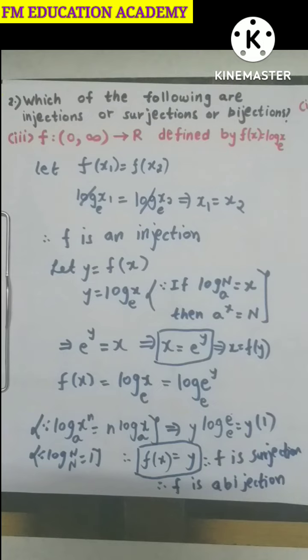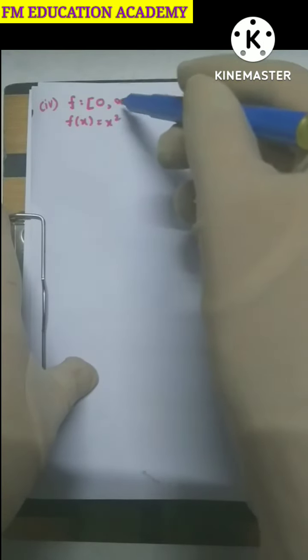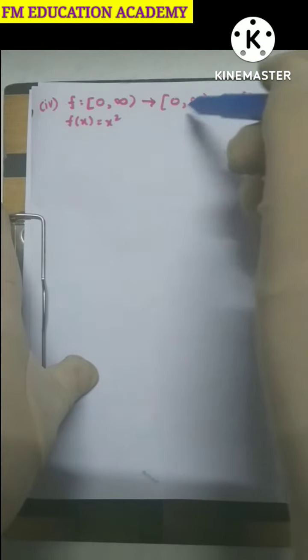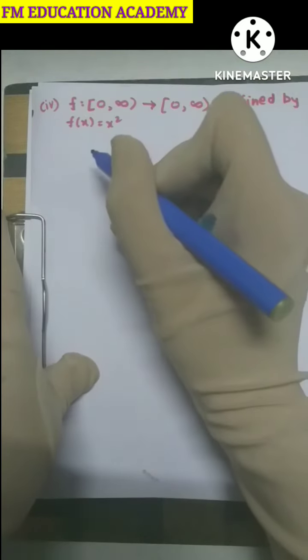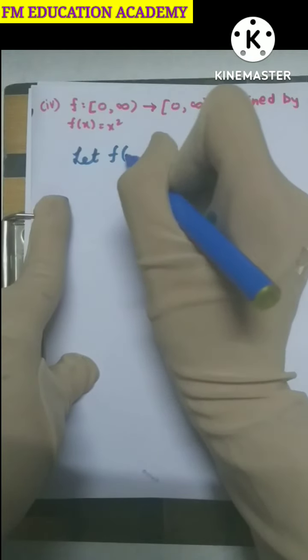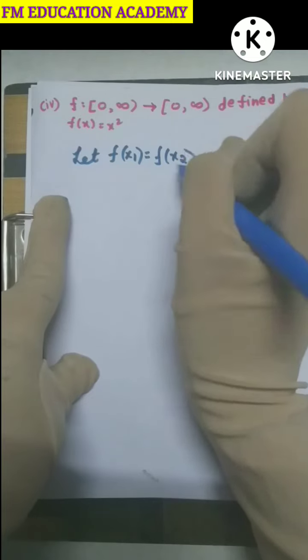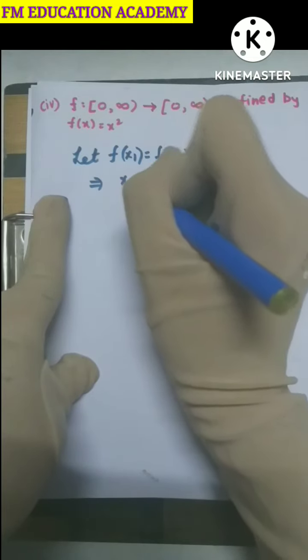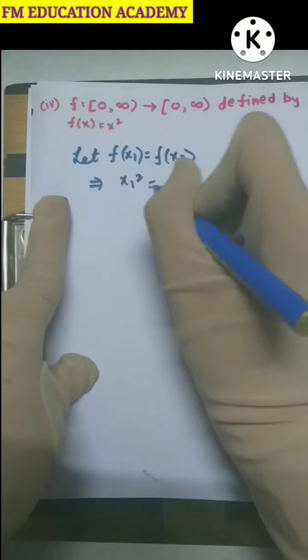Moving on to fourth bit. So here it's given f is a mapping from 0 comma infinity to 0 comma infinity, and f of x is equal to x square. Now we know that whenever we have to find out if f of x is an injection, we have to say let f of x1 is equal to f of x2. So here also we'll say let f of x1 is equal to f of x2. Then we can say x1 square. Here f of x is x square. So what is f of x1? x1 square.